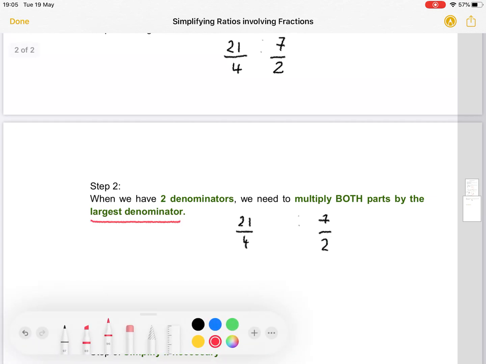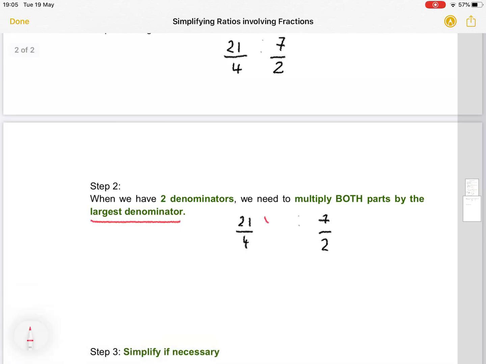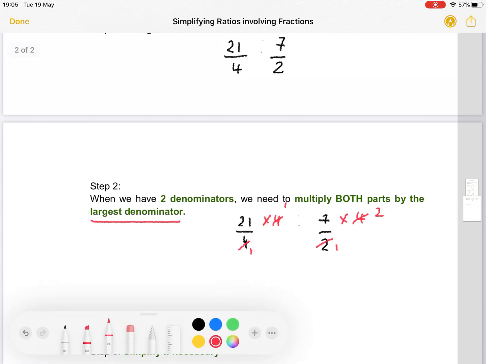The largest denominator is 4. So I need to multiply both parts by 4. I multiply the first part by 4 and the second part by 4. The 4 can be cancelled with the 4, and the 2 on the other side can be cancelled with the 4. As you can see now, in both fractions, I ended up with a denominator of 1, and that's what I need, right? I don't need fractions, but I need whole numbers.